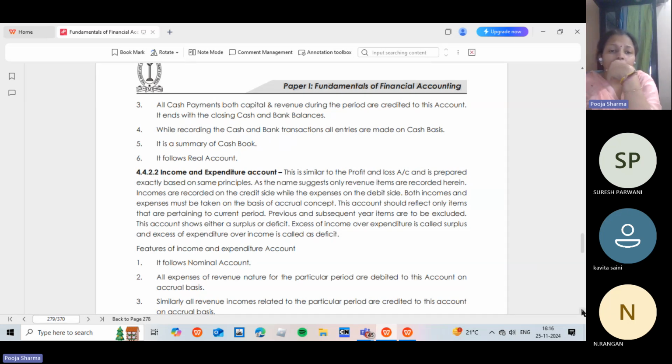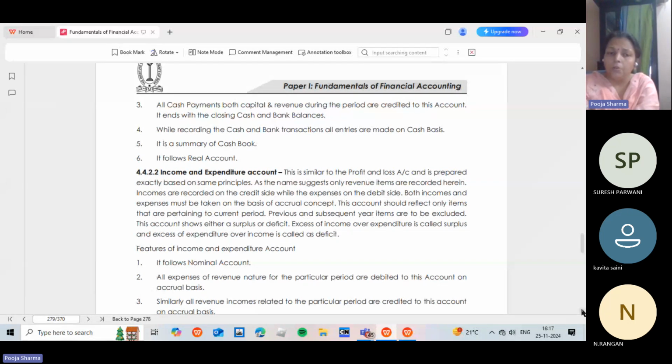Both income and expense must be taken on the basis of the accrual concept. Whether it is income or expense, if they are accrued, we must show them in the income and expenditure account, no matter whether we have received or paid them. That means it does not follow the cash summary, a summary of the cash book; it does not involve only cash transactions. It follows the accrual basis of accounting. This is the most important feature.